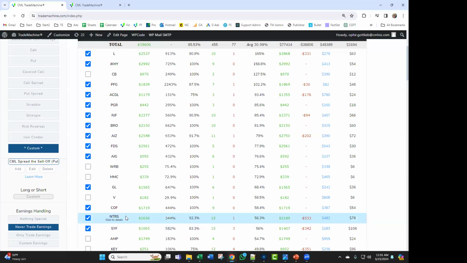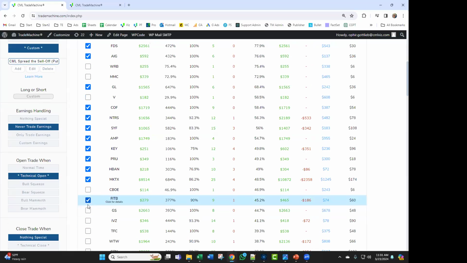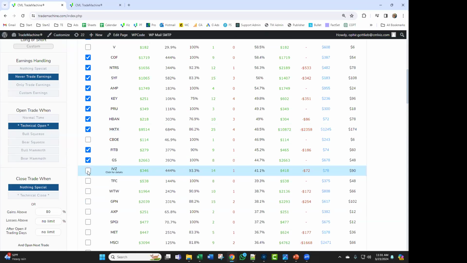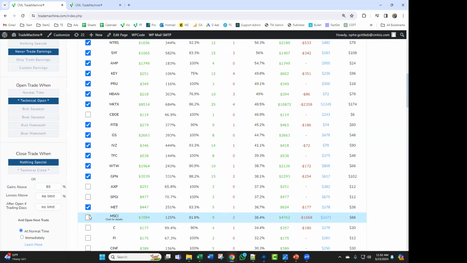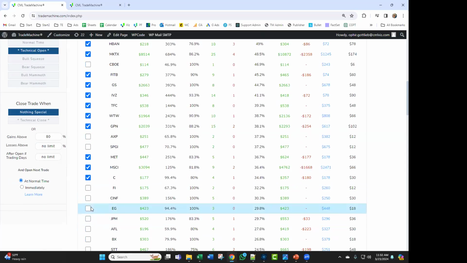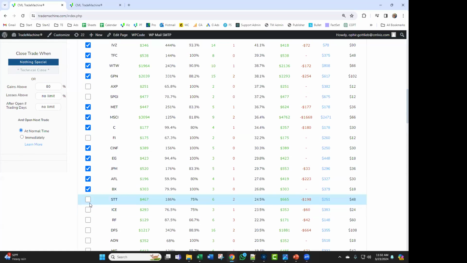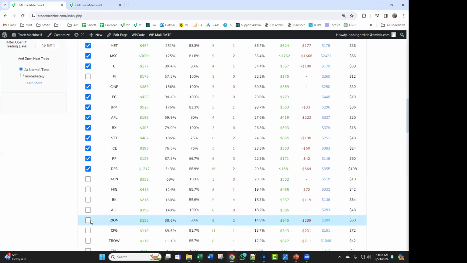Okay, you can see these results. KeyBank, Prudential. I think that's Fifth Third. Goldman Sachs, 8 wins, no losses, 44.7% per trade. I'll keep clicking them, clicking them, clicking them. I think that's American Express, but only 2 trades. MetLife, MSCI, Citigroup, INF. All right, you guys see what I'm doing? Very easy. Just click, click, click. All right, that's an exchange, the ICE exchange.